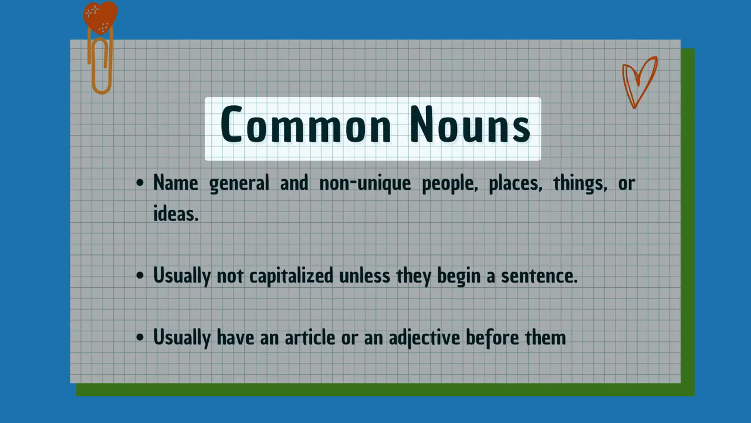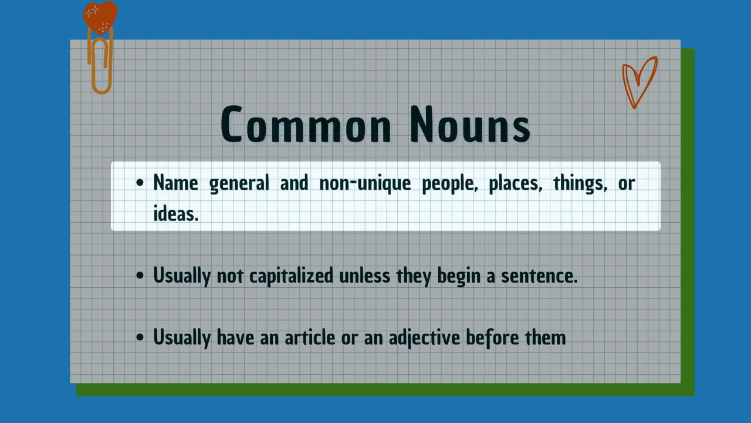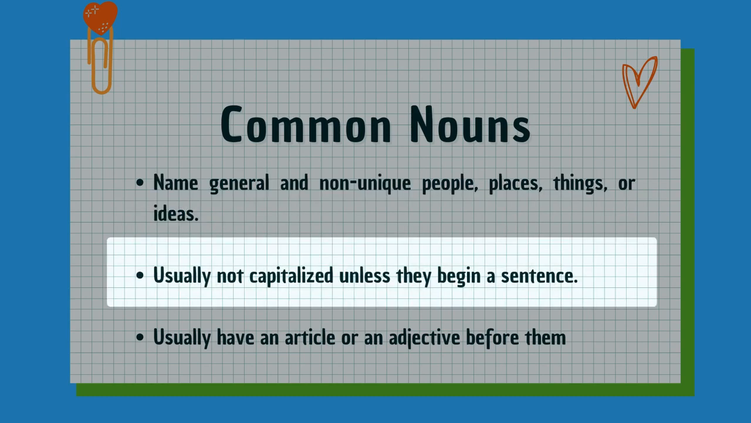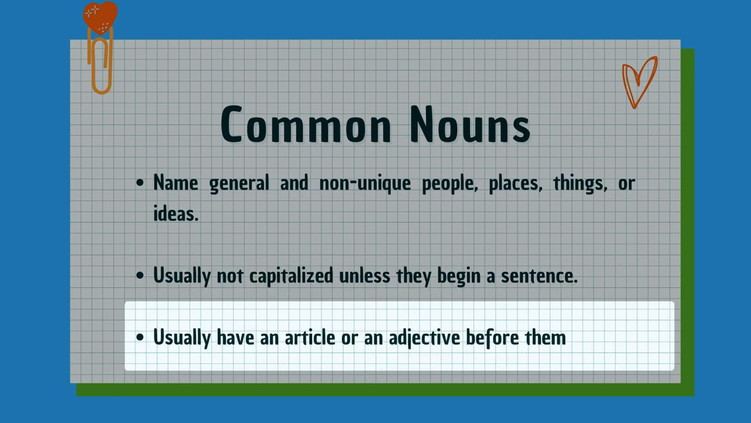Next, we have common nouns. These are nouns that name general and non-unique people, places, things, or ideas. They are usually not capitalized unless they begin a sentence or are part of a proper noun. They usually have a definite or indefinite article before them, or a possessive adjective, my, your, his, her, its, our, their, or a demonstrative adjective, this, that, these, those, to indicate their specificity or reference.